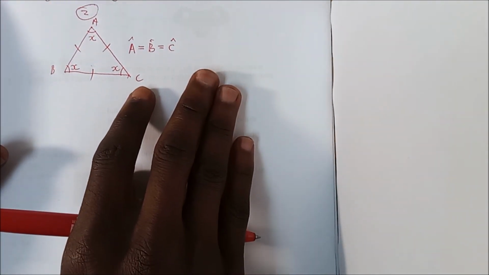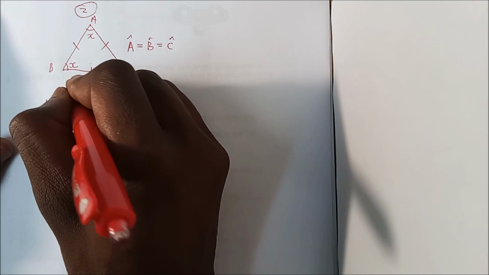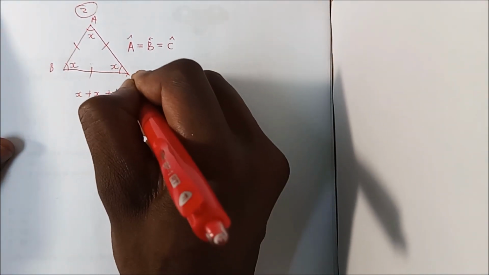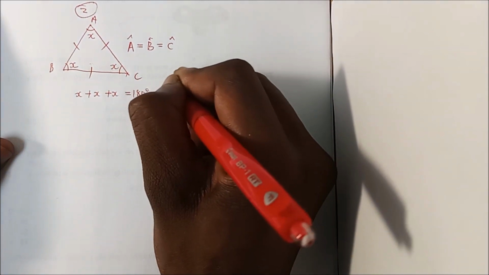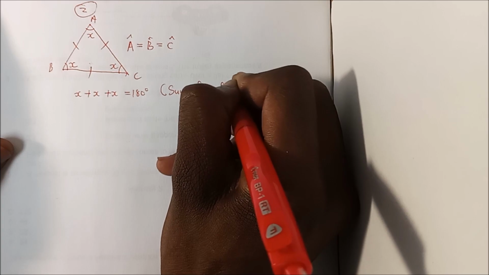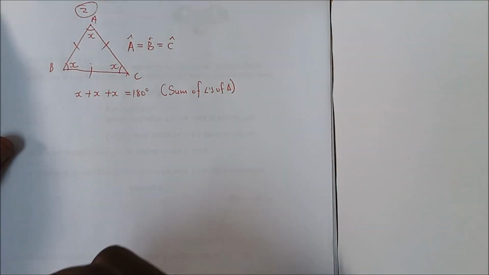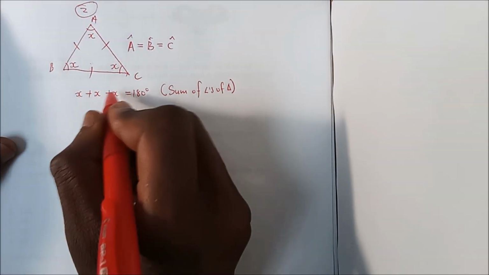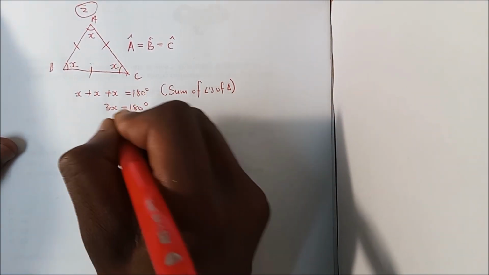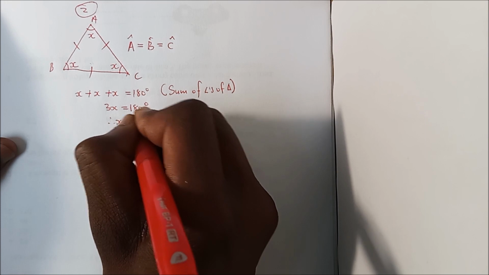So now, using this one, what do you know about that one? If you add all those angles, there must be 180. So that means x plus x plus x equals 180 degrees. What's the reason? It is the sum of angles of a triangle. So now x plus x plus x, that's 3x equals 180 degrees. Therefore, x will be 60 degrees.